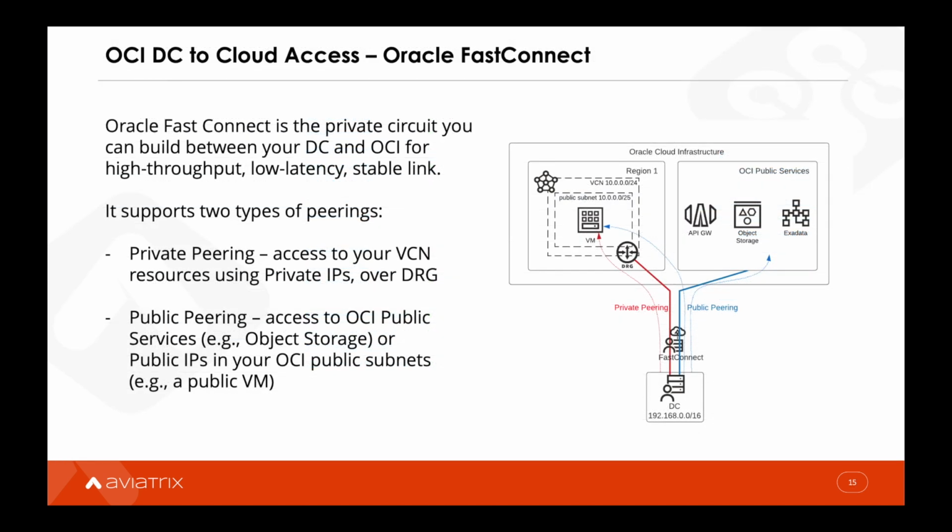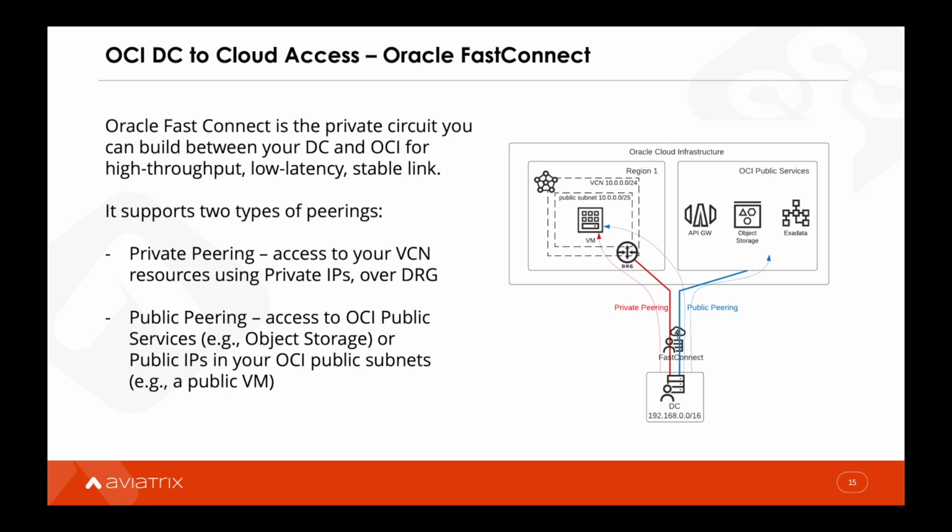Then a quick zoom into Oracle Fast Connect. Fast Connect, this is the private circuit that Oracle offers as a way to interconnect your data center directly with OCI resources. And there are 2 types of peerings available on OCI Fast Connect. The first one, this is private peering, giving you the access to your VCN resources over private IPs using DRG. And then you have a public peering, the second type of peering, which allows you to access Oracle's publicly available PaaS or SaaS services using this dedicated link.